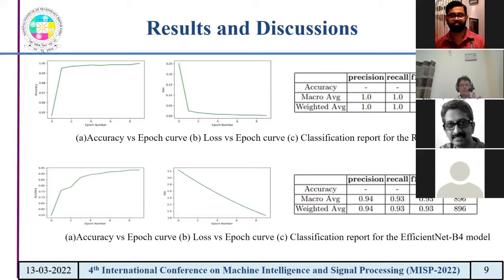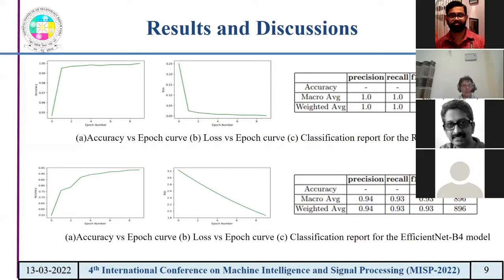If you got a nice graph, what is the inference you made? What I can understand from the graph, first one: the first graph is accuracy versus epoch, and the second one is loss versus epoch. What is the accuracy you got there? How do you measure accuracy from that graph? I didn't measure the accuracy from the graph. That is very important, correct?